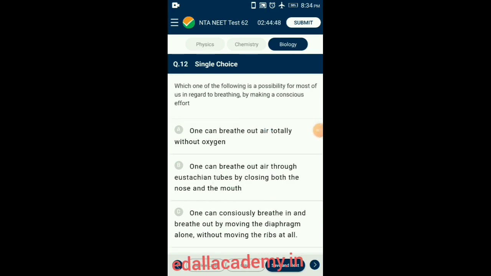Question number 12. Which one of the following is a possibility for most of us in regard to breathing by making a conscious effort? The Eustachian tube connects the middle ear cavity, also called the tympanic cavity, with the nasopharynx. Approximately 35 mm long in adults, it helps in breathing out by closing both the nose and mouth. The answer is option B. One can breathe out air through Eustachian tubes by closing both the nose and the mouth.